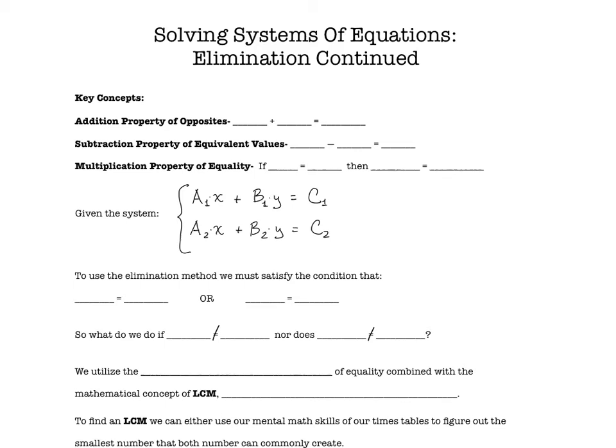So the addition property of opposites states that if you add any number to its opposite, you get 0. The subtraction property of equivalent values states that if I take some number and subtract it directly from itself, you will get 0. The multiplication property of equality: if A equals B, then A times C must be equivalent to B times C, which is basically just stating that if you multiply one side of the equation, you must multiply the other side of the equation by an equivalent, identical value.